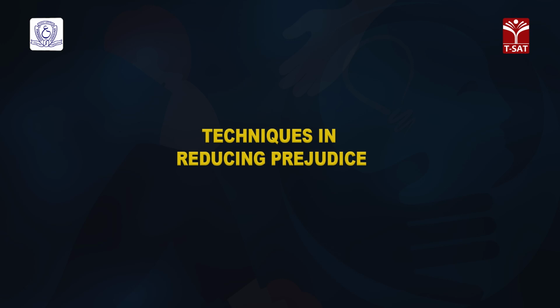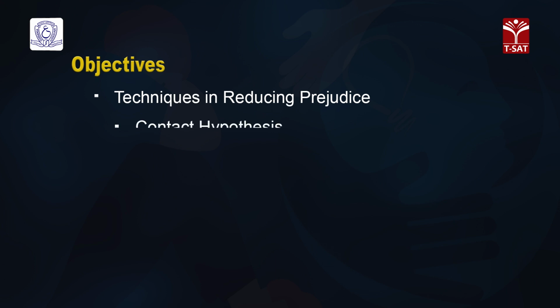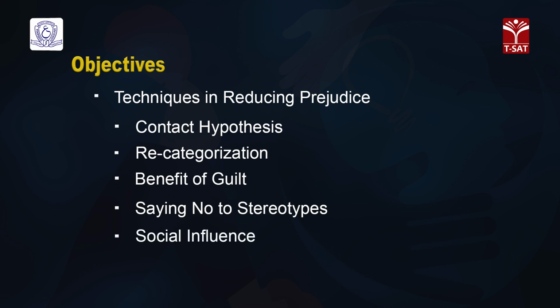In today's lesson, we will look at the techniques in reducing prejudice. So, coming to the objectives of this lesson. The first objective is to understand the various techniques in reducing prejudice. There are different techniques, and under techniques we look at contact hypothesis, recategorization, benefit of guilt, saying no to stereotypes, and social influence.